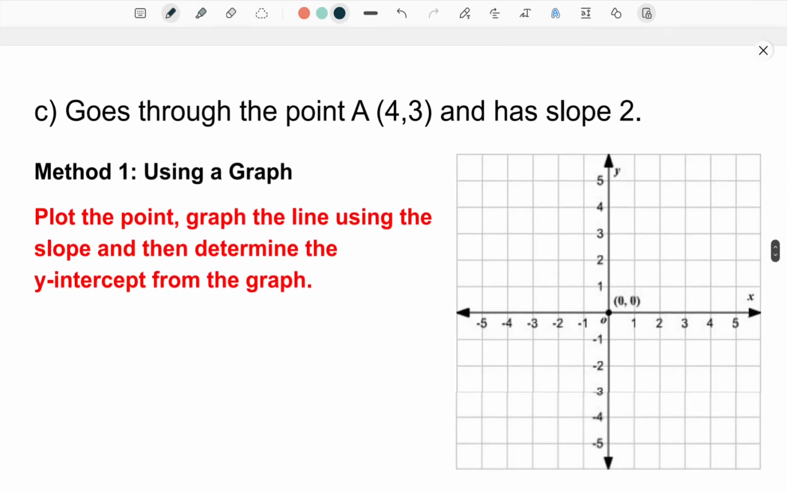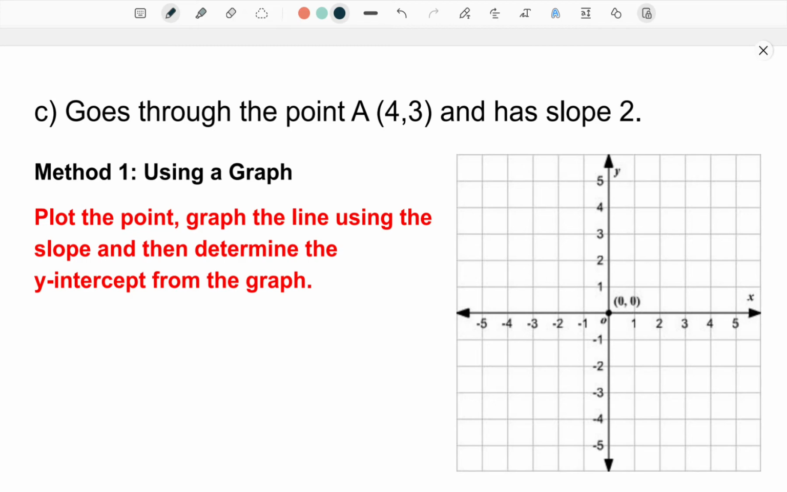All right. What if we were given a point and some slope? How do we get that equation? So there's going to be a couple of ways to do this. So we're going to first of all do this with a graph, and then we're also going to do it algebraically. Okay, so first, using a graph.